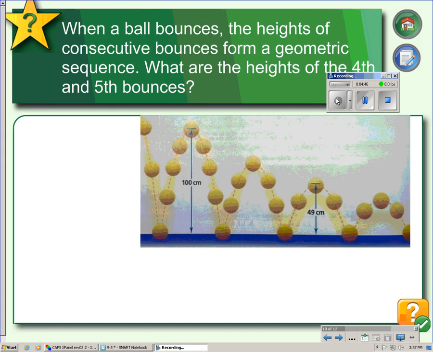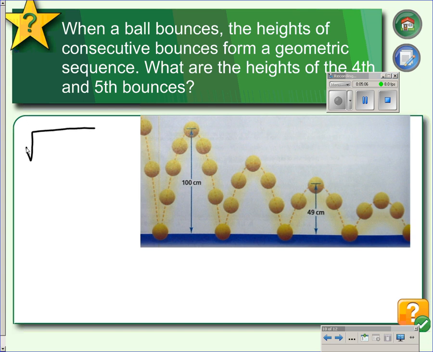Okay, we'll finish up this lesson with a couple story problems. So when a ball bounces, the heights of the consecutive bounces form a geometric sequence. What are the heights of the 4th and 5th bounces? So if we assume that 100 is the first bounce and 49 is the third bounce, we can use the geometric mean, 100 times 49, take the square root of that, to give us the second bounce, and from that we should be able to find the common ratio.